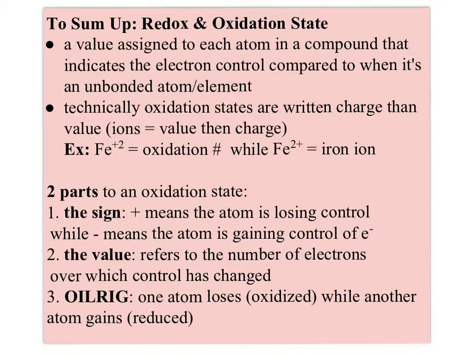And there's 2 parts to an oxidation state. The sign letting you know if it's gained or lost control. Positive means losing, negative means gaining. And then there's the value referring to the number of electrons which it's gained or lost control over. And finally, remember, oxidation and reduction can be summed up with the acronym OIL-REG. Oxidation is loss, reduction is gain. You can't have one without the other.